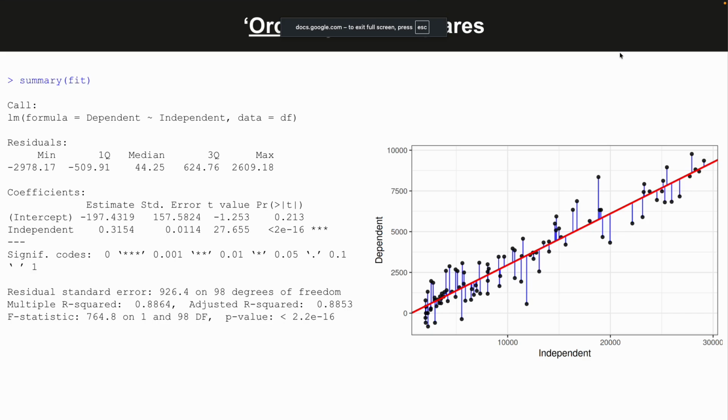Okay, so let's look at what is reported. The first report is of residuals. The minimum residual is minus 3000, then the first quantile is minus 509, and so on. Then you have the coefficients where the intercept estimate is minus 197. The standard error is 157. There is a t value, and then there is some probability. The same thing exists for the independent variable, which is the slope. The first parameter there is the intercept. The second is the slope.